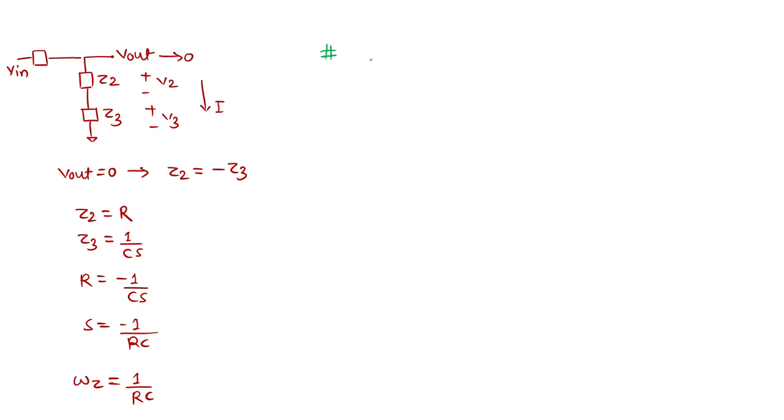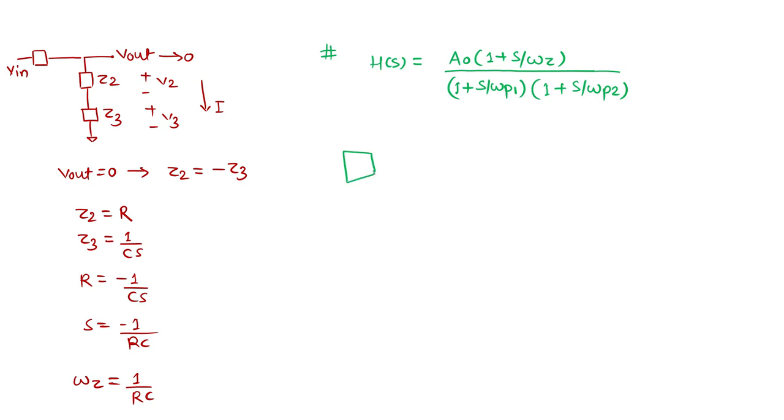So now again come to the transfer function of any OTA structure, which is A naught (1 + s/omega z) divided by (1 + s/omega p1)(1 + s/omega p2). Usually we have seen in the GM cell only one pole is visible, no other thing is there, but where this zero and poles are coming, we'll see it.